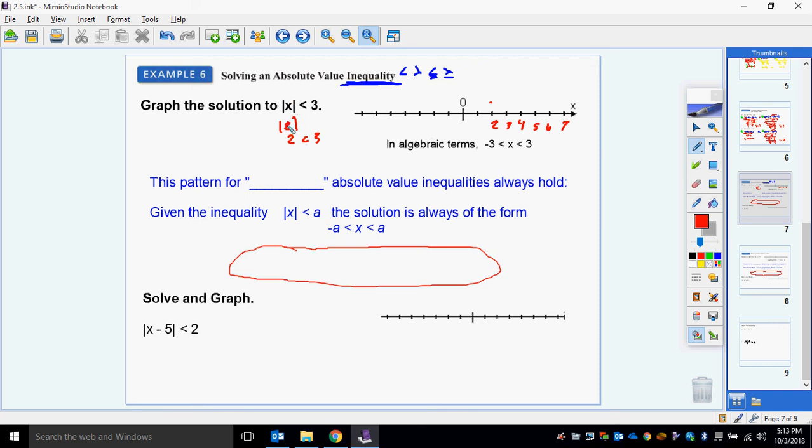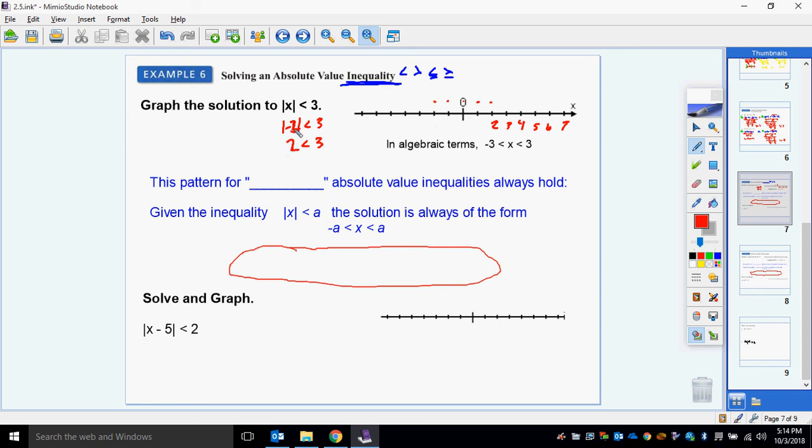Same thing for 1, right? If I plugged in 1, I'd get 1 is less than 3. And same thing if I plugged in zero. Absolute value of 0 is 0, and that'd be good. Now let's look at negatives. Okay, let's say I plugged in negative 1. The absolute value of negative 1, is that less than 3? Yeah, because that'd be 1 is less than 3. That's good. Negative 2. Sure, the absolute value of negative 2 is 2, and 2 is less than 3.